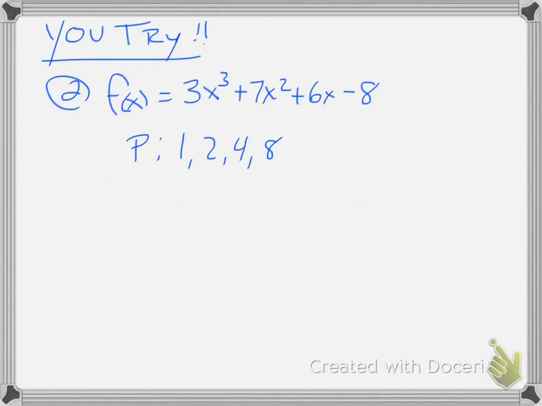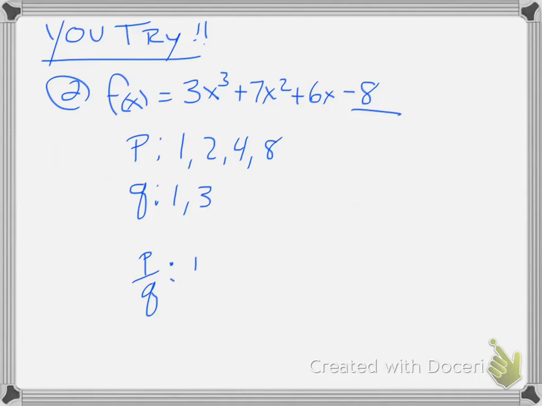I have a possibility of factors of 8, which is going to be 1, 2, 4, and 8. And notice I kept these in numerical order. And my q is factors of 3, which are just going to be 1 and 3. Okay? So then to find my list of possible rational roots, understand the question and what you're doing.